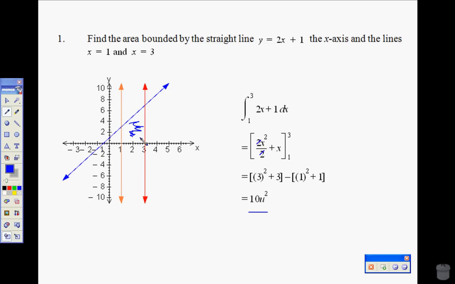Now if you want to confirm it, you can stop the video and apply the area formula for a trapezium, and you can see that you should get 10 units squared.